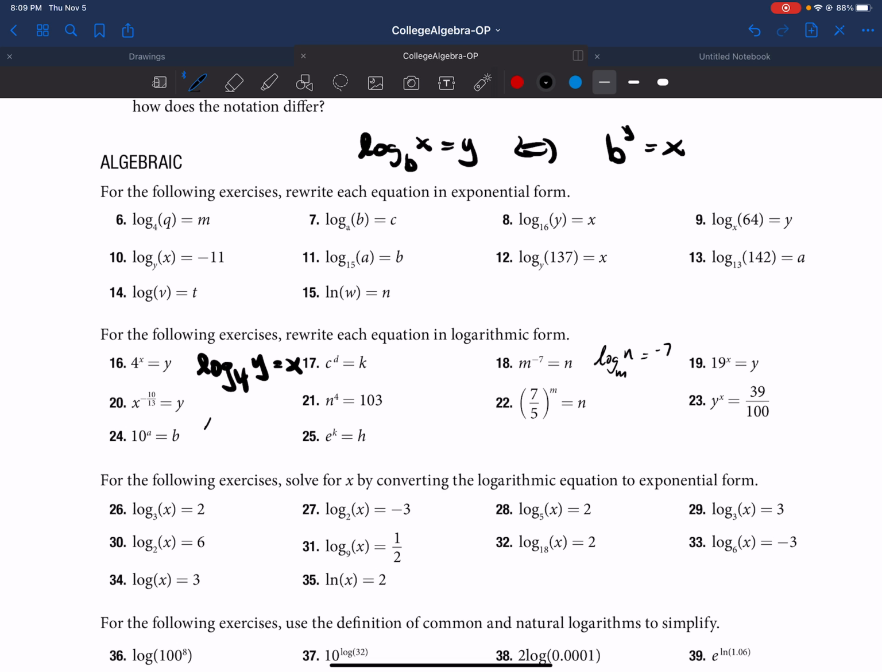In 20, I would say log equals, and then I see that it's x to the negative 10/13 equals y, and again, just to check it, x to that equals that. That's exactly what is written right there. And so I'm not going to do all of those, but you see the way that I think about it, and hopefully that makes sense.